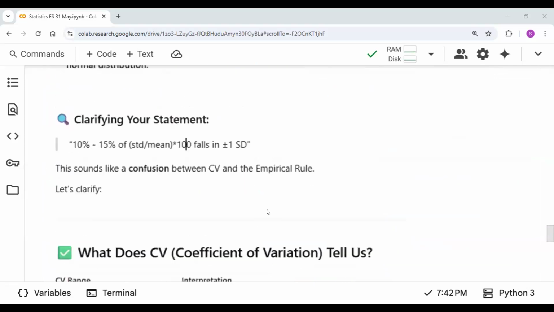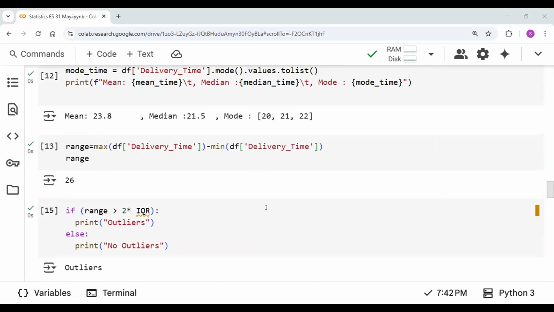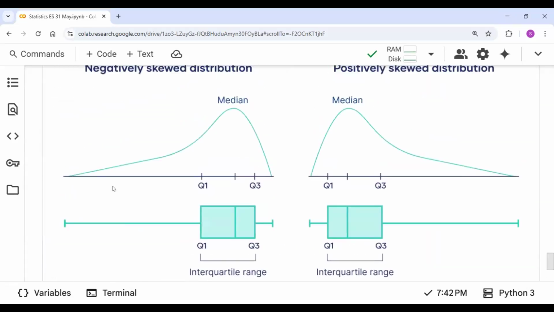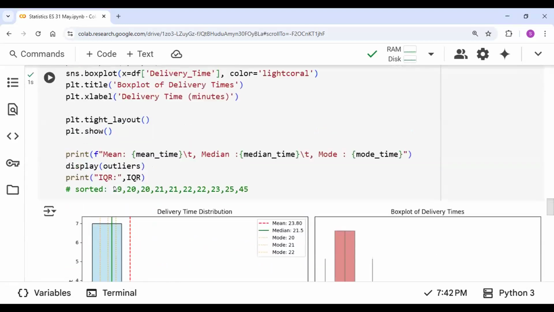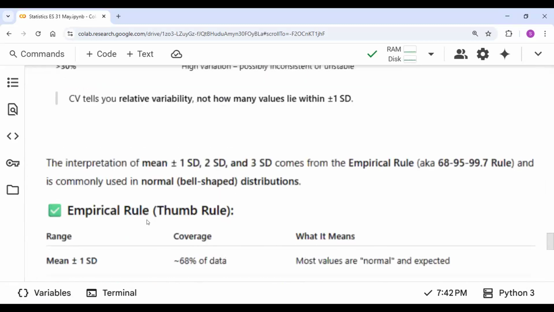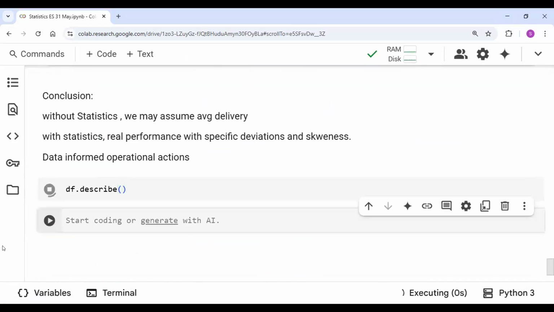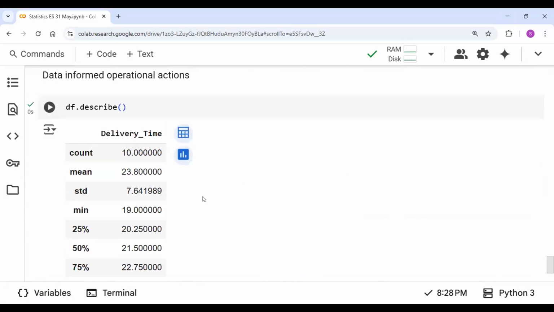All these calculations we can do with a simple function called describe, df.describe, which can give you the descriptive statistics of your data.